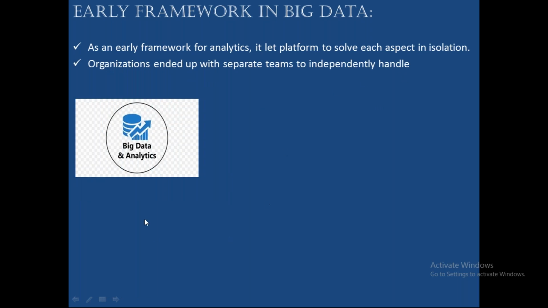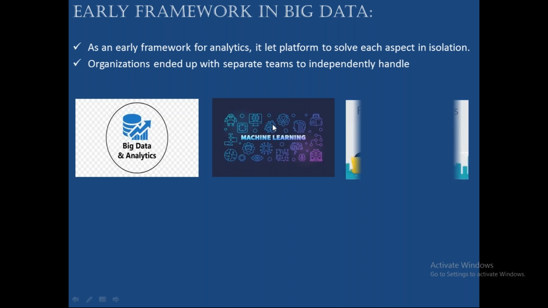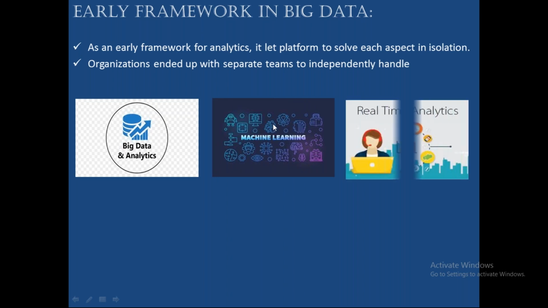with separate teams to independently handle them. For data engineering, like big data analytics, we have data engineers. They used to work in isolation, like they used to work separately. The machine learning team, the data science team, they used to work separately. Then for real-time analytics, we have business users who are going to work separately. There are these three different groups of people working separately.